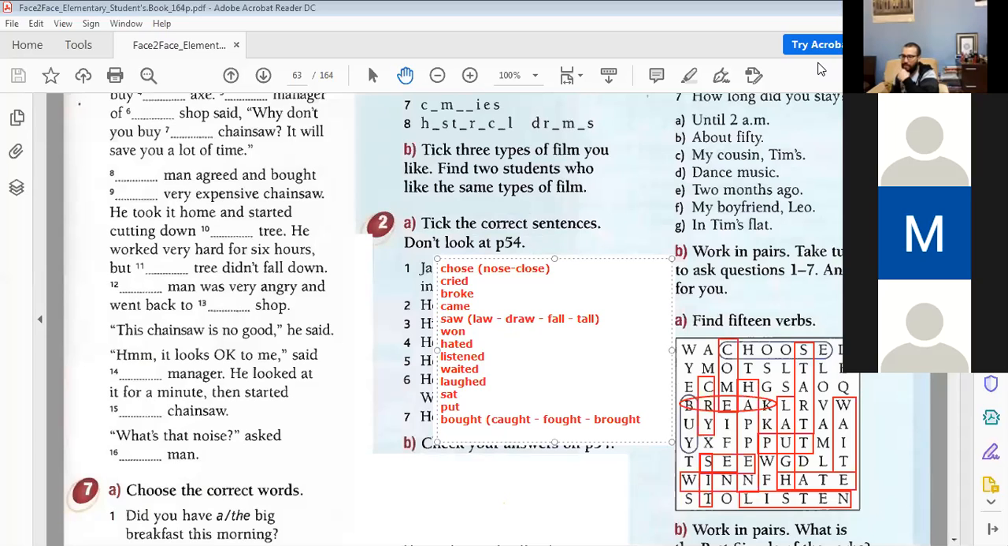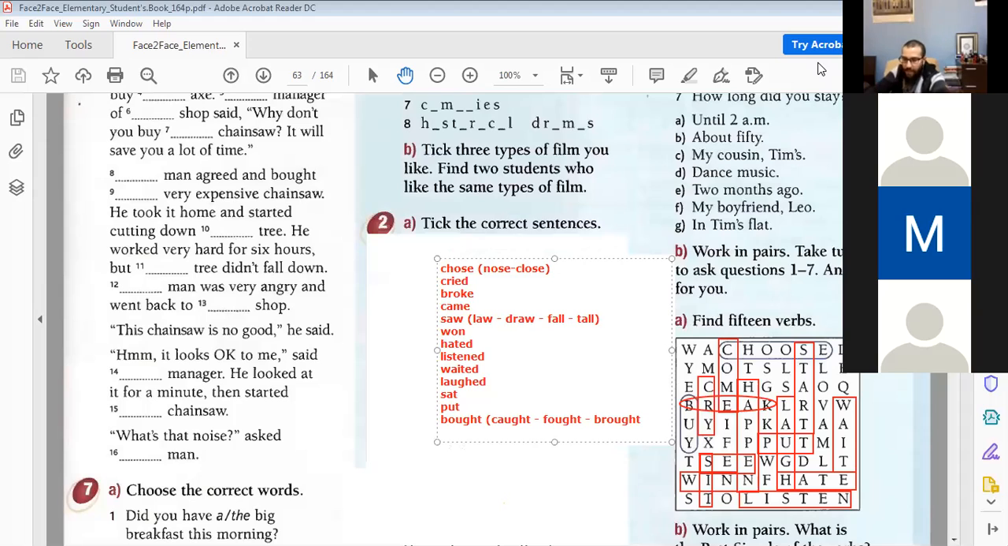I can't think of other words, but by the way, you have to remember that the sound of bought is different from the sound of boat. So it's not the same sound. Okay. So let's finish this one. So fought, brought, good.